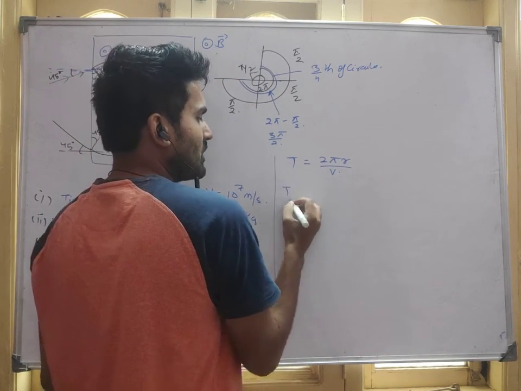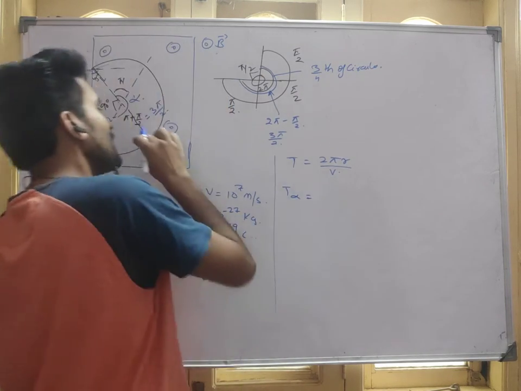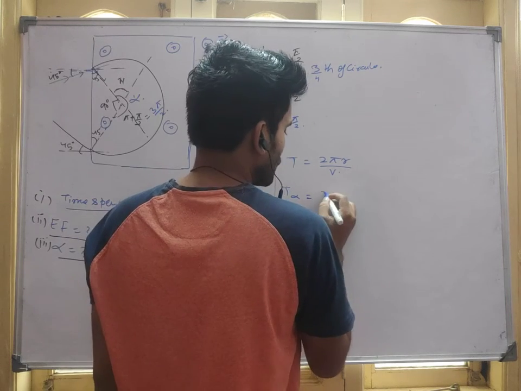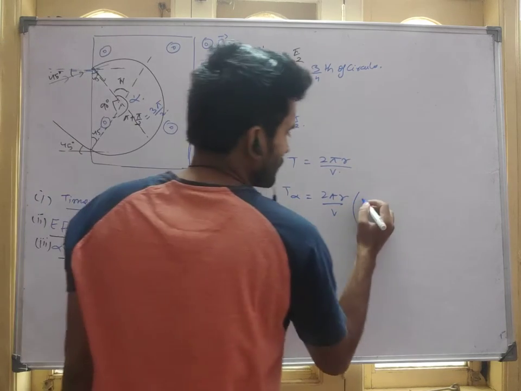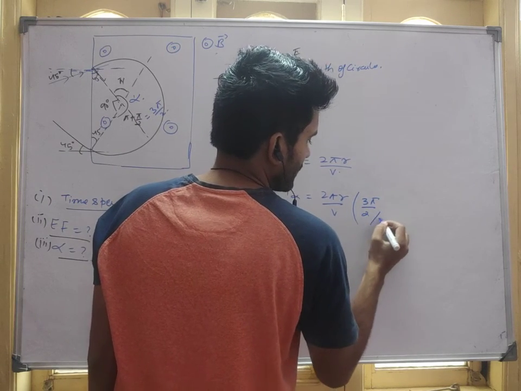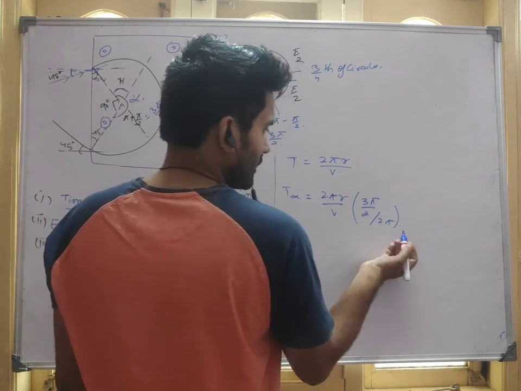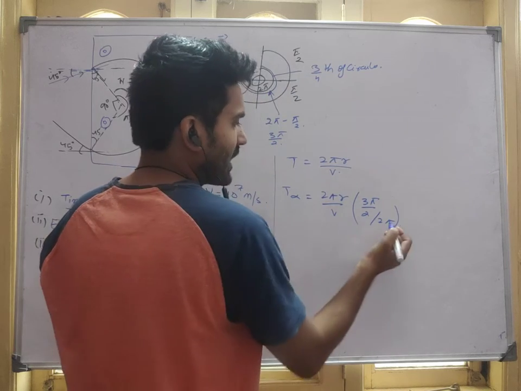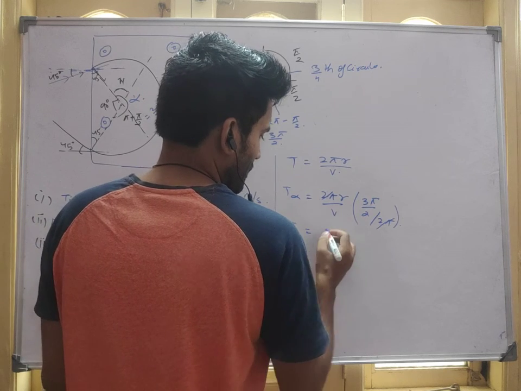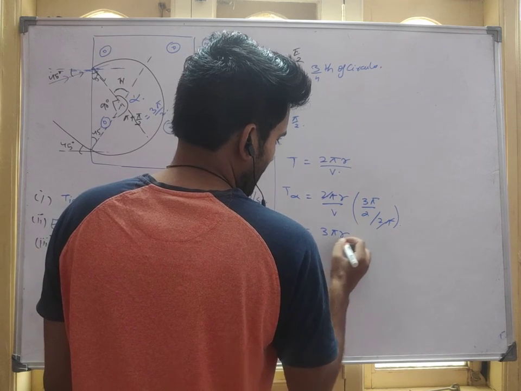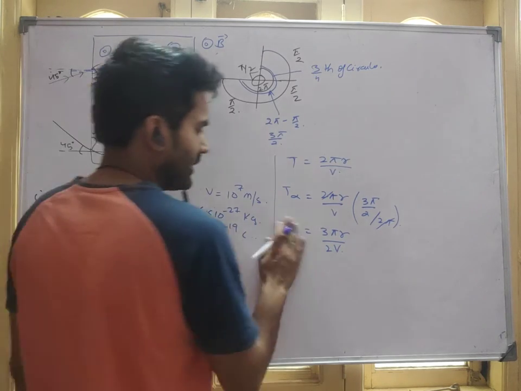So now the time period for this angle, let's say this is alpha. What will the time period for alpha be? What is the alpha angle? 3 pi by 2. So it is 2 pi r into v into, what is the angle, guys? 3 pi by 2, by 2 pi. So 2 pi will be cancelled. Now we are left with 2 pi r is equal to 3 pi r by 2v. You can find the time period.